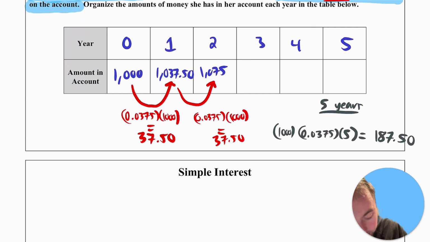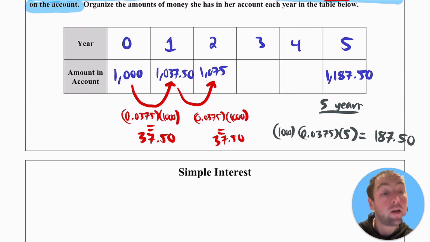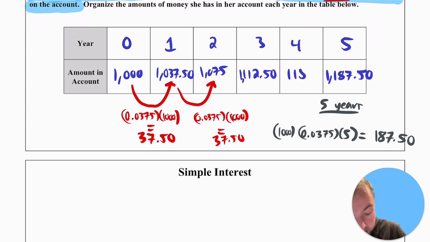That would actually tell us then that this $1,187.50, which is $187.50 higher than 1,000, is going to be the ending balance at the end of year 5. If we filled in the rest of this table just so that you have it, you'd have $1,112.50 if you increase by $37.50, and this would be $1,150 there for year 4.